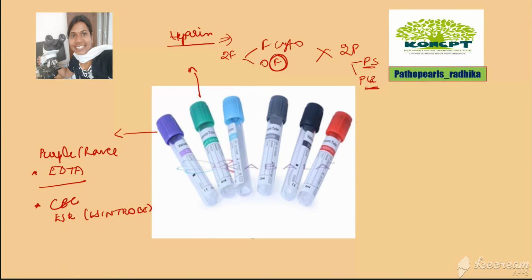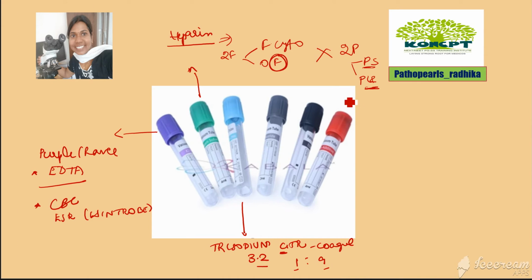So as far as heparin is concerned, it's used for two F's, not used for two P's: used for flow cytometry and osmotic fragility, not used for PCR and peripheral smear. Next is this sky blue colored tube which contains trisodium citrate, usually of concentration 3.2%. Remember C for C, trisodium citrate for coagulation purpose, and it's the ratio of 1:9, 1 volume of anticoagulant to 9 volume of blood.